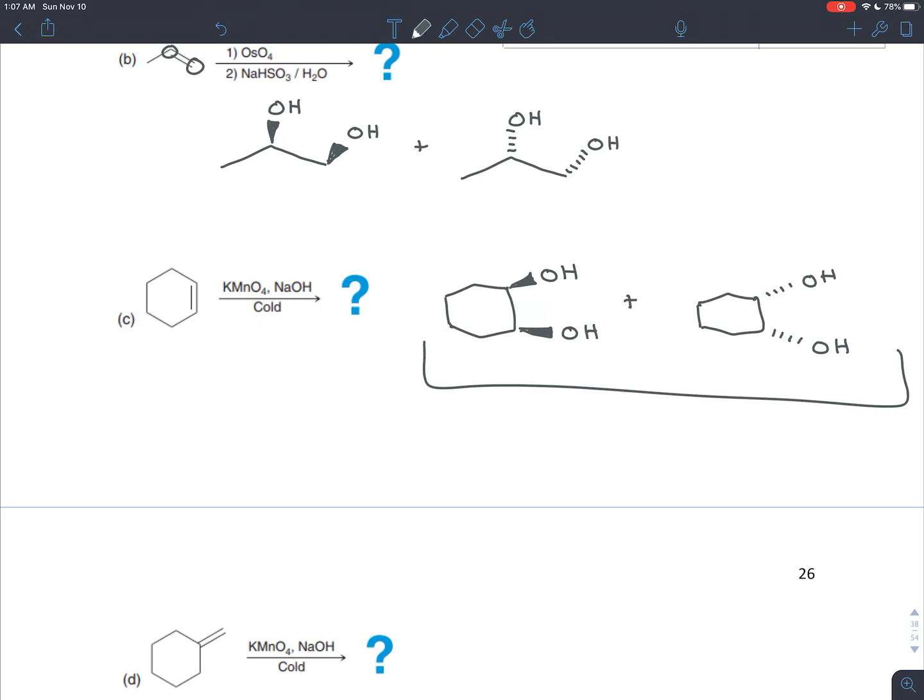So these two structures are enantiomers, and if you did this reaction, if you treated cyclohexene with potassium permanganate and cold sodium hydroxide, you would end up getting a 50-50 mixture, a racemic mixture of those two enantiomers.